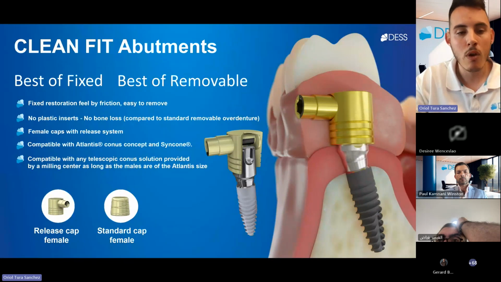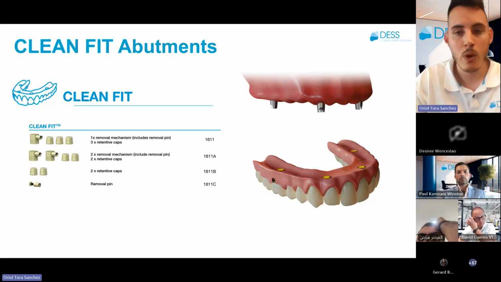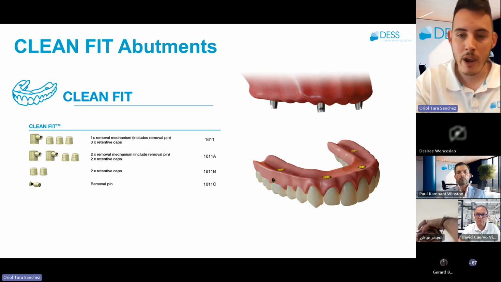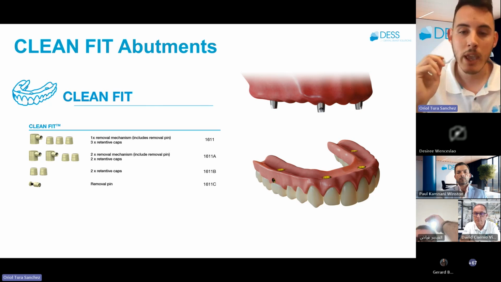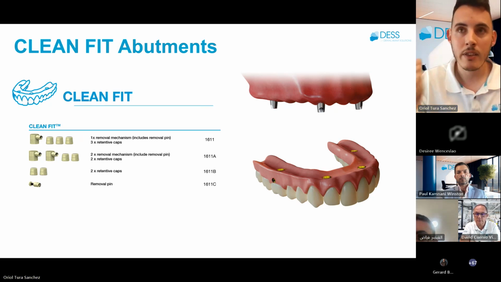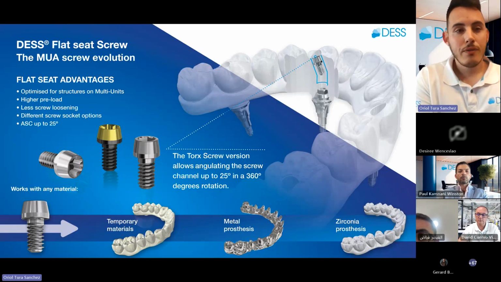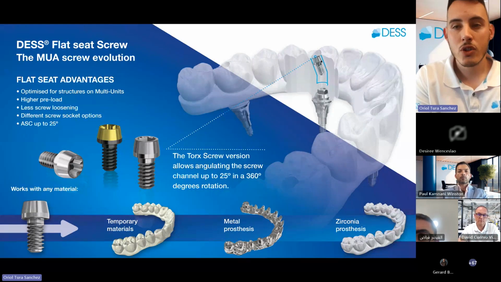So we offer two different female caps. The release one, with that sleeve, and the standard one for the rest of the restoration. Here we will see it easily. For the front side, we will use the standard female ones, and in the posterior locations, we'll place the release caps so that the patient will be able to unstick the restoration, clean it and put it back.